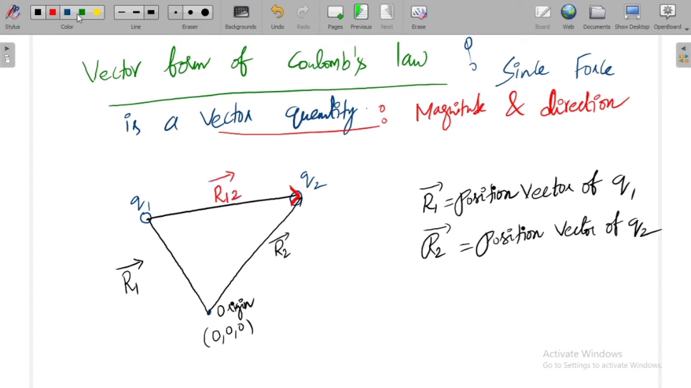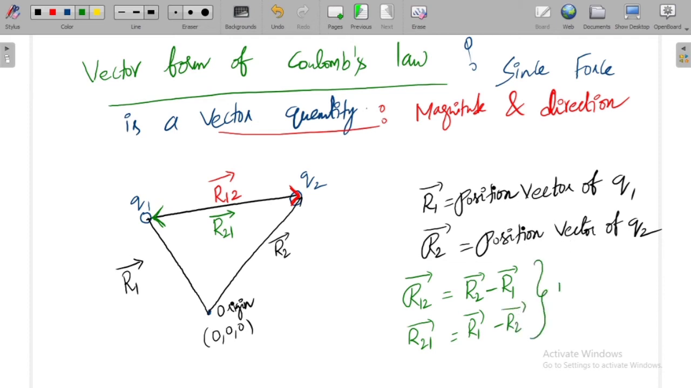Keep in your mind, when I am moving from Q2 to Q1 in this direction, I call this vector R21 bar, right? I am moving from 2 to 1, so it is R21 bar. Now, what is R12 bar? R12 bar is nothing but R2 bar minus R1 bar. It is a distance vector. Next, what is R21 bar? It is R1 bar minus R2 bar.